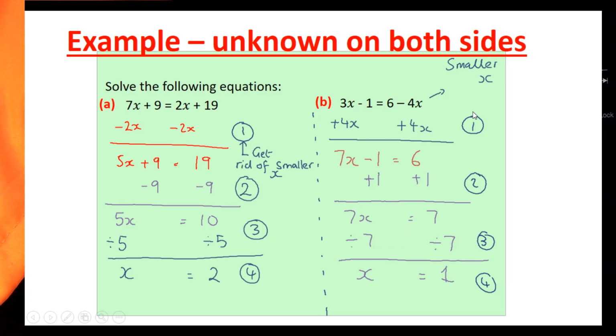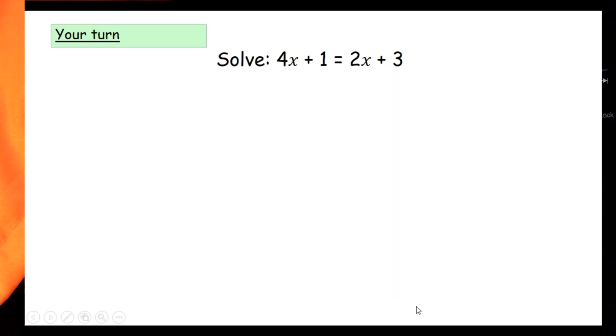Same with the other side. You need to move this 4x to the other side first. So you plus 4x to both sides. So now you end up with 7x minus 1 equals 6. Add 1 to both sides. You end up with 7x equals 7. Divide both sides by 7 and you should get an answer of x equals 1. Okay guys, can you pause the video now and have a go at doing this question? Okay, the answer that you should have got for this is x equals 1.